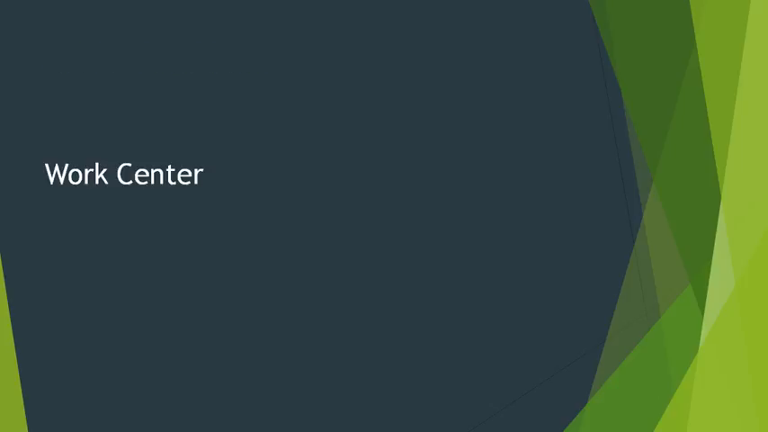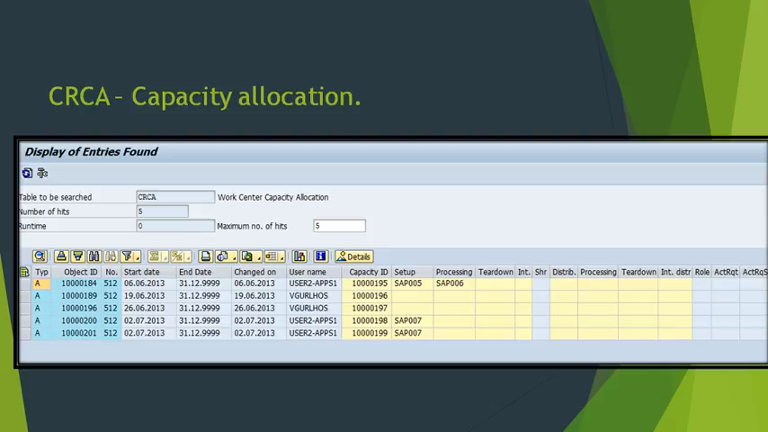Now we'll see the tables which belong to work center. So the first one is CRCA. So CRCA, this table is used to store work center capacity allocation information. So as you can see here, whenever I executed this CRCA, you can see the object ID, processing time, teardown time. So it is used to store work center capacity allocation information.